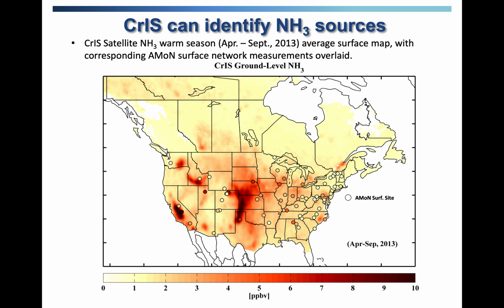And so what you can see is that CrIS is able to capture the general trends, general gradients, and hotspots that AMoN is seeing at the surface, and then also start to provide more information. We're seeing additional regions of enhanced ammonia, regions we might not have seen with just the point observation. So this is really showing the usefulness of having a satellite where we can see a broader area.